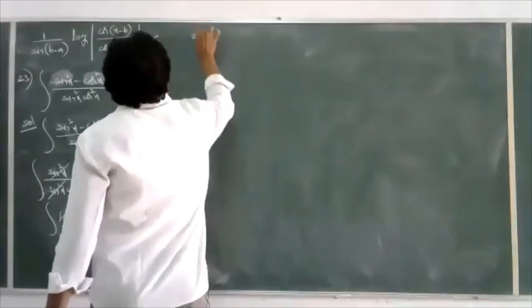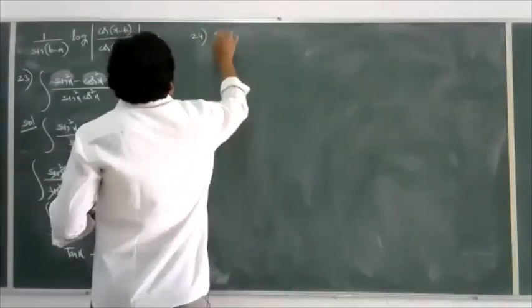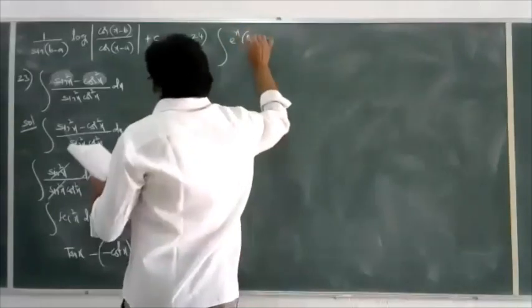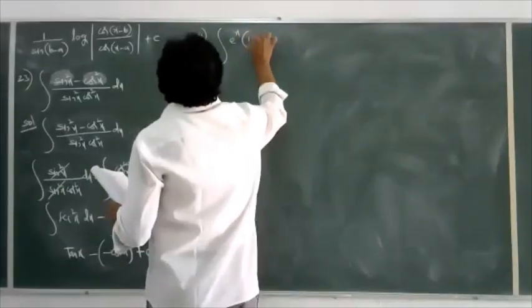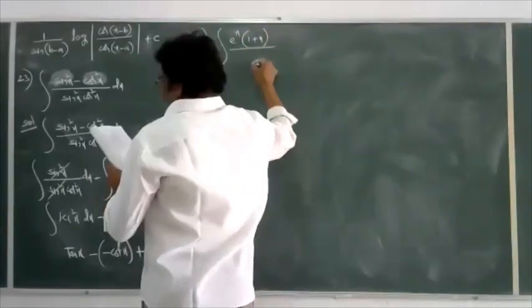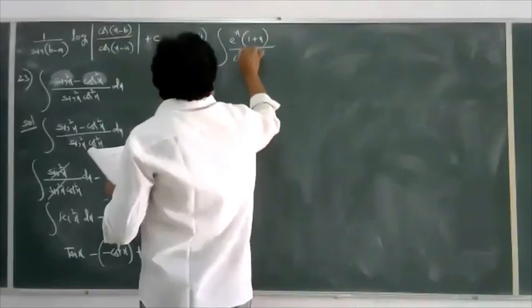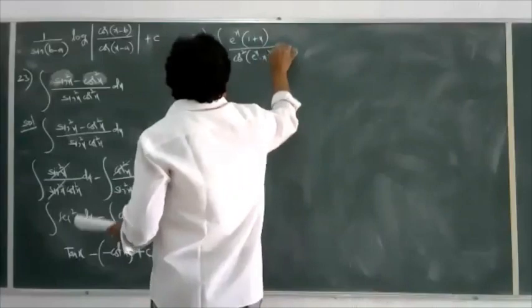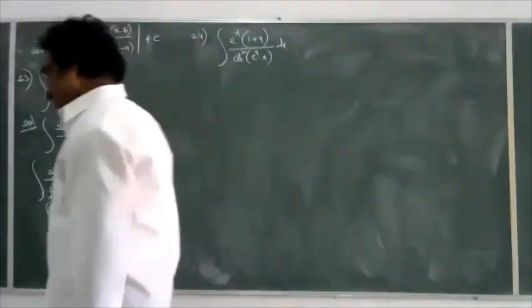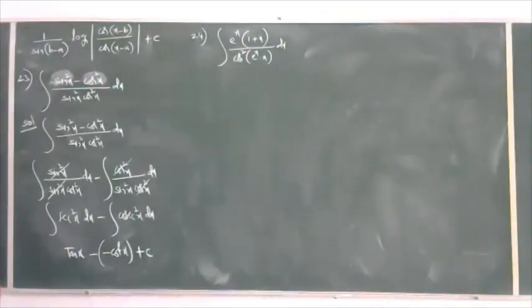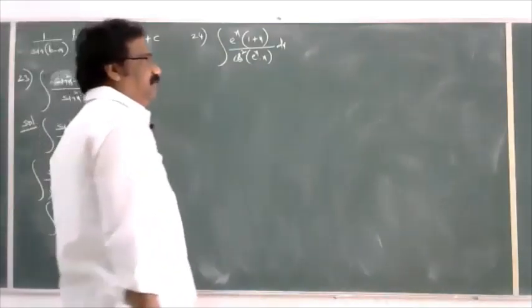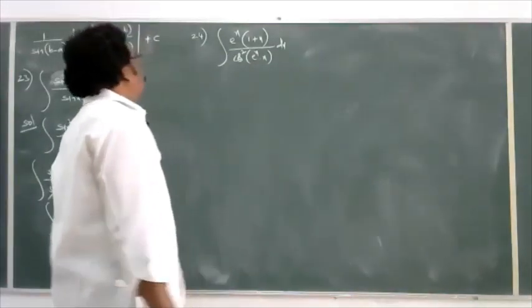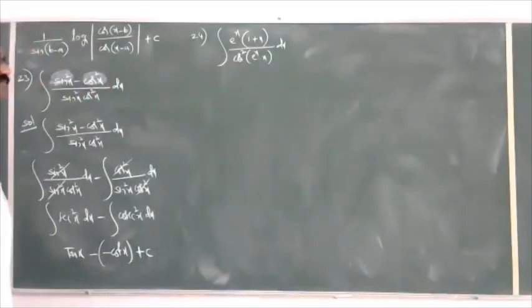Next, 24th problem. Integral e power x into (1 plus x) by cos square of (e power x into x) dx. Very, very important model. In objectives also, this problem has been given many number of times.